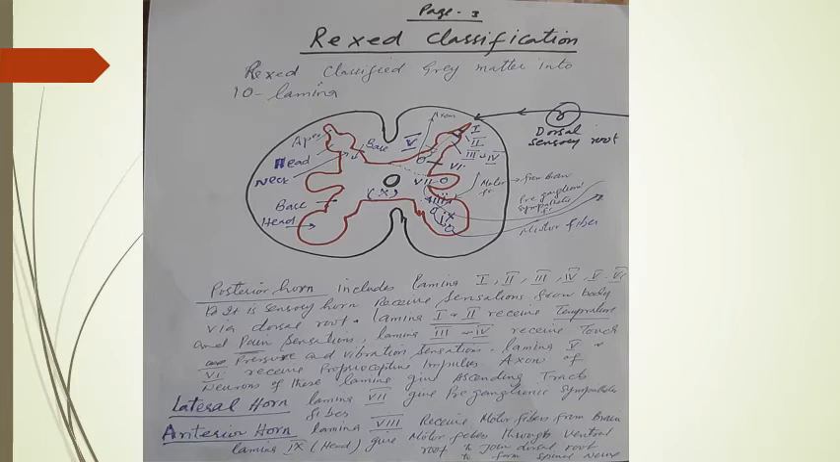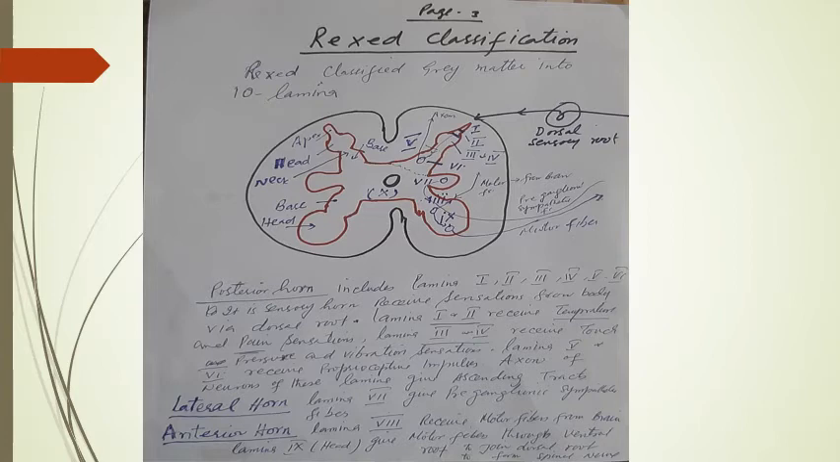The lateral horn gives preganglionic sympathetic fibers which follow the ventral root. The motor fibers arise from lamina 9. Lamina 9 dendrites receive messages from lamina 8, and then its axons pass out as the ventral root.